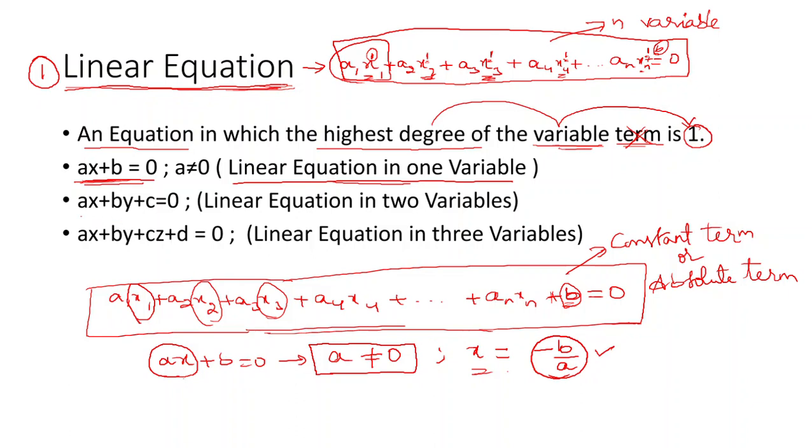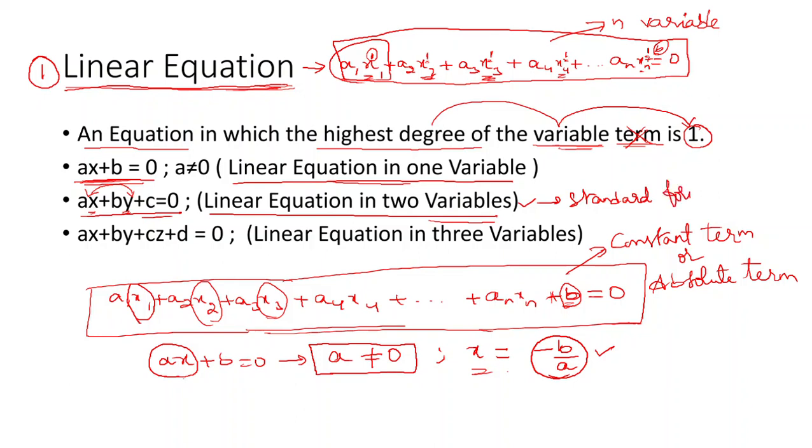Likewise, ax plus by plus c is equal to 0. This is a linear equation in two variables. So here we have the variable x and the variable y. So these are two variables, and the highest degree of these two variables is 1. This is also the standard form of a straight line.